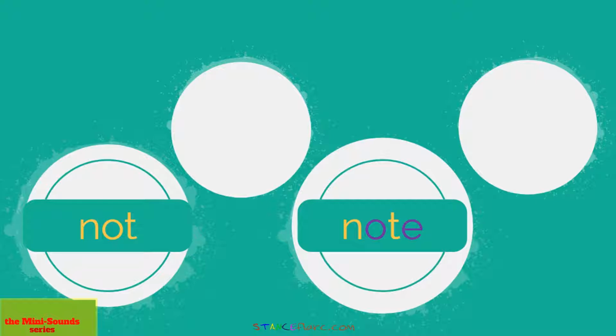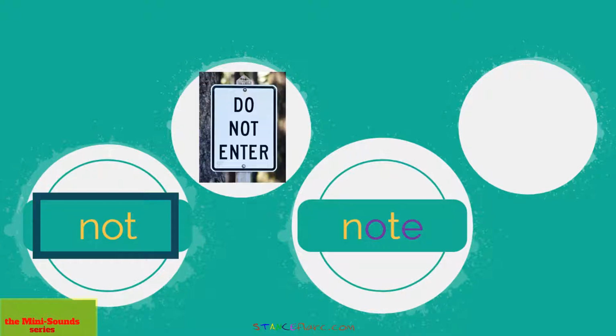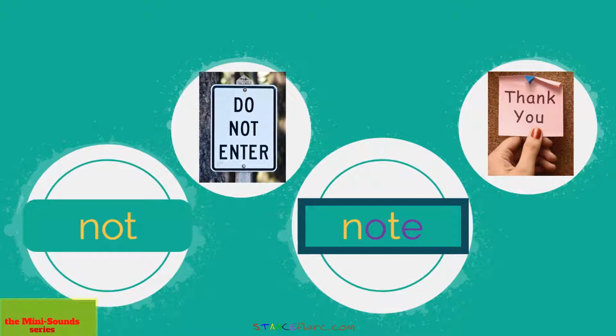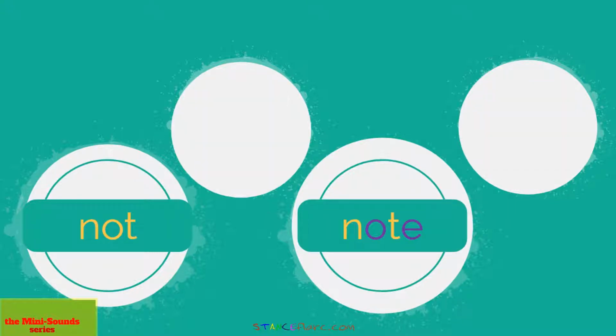The same happens with the letter O as well. Here I have not, but note. So this is the letter O, and when I have the silent E at the end, I say O, note. So repeat: not, note, not, note.